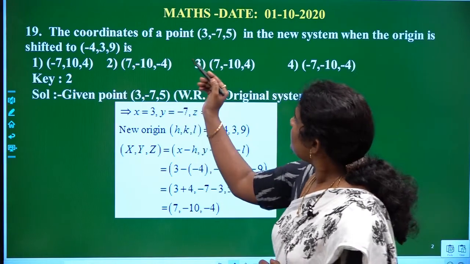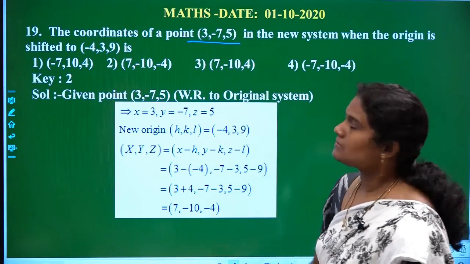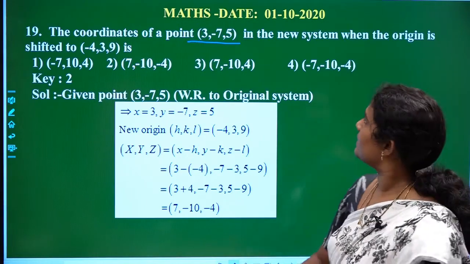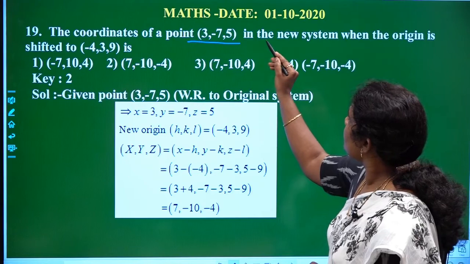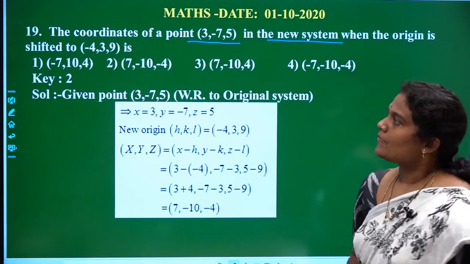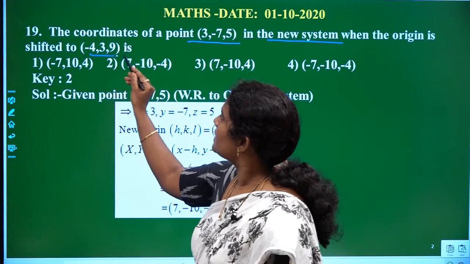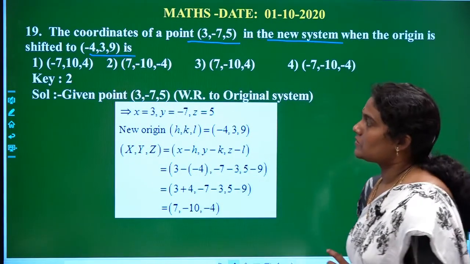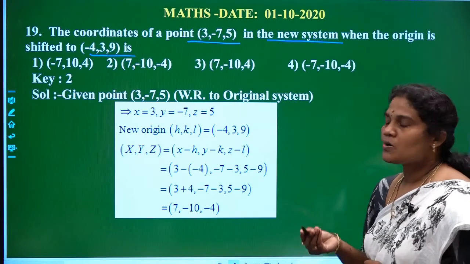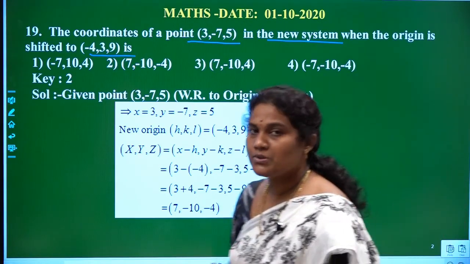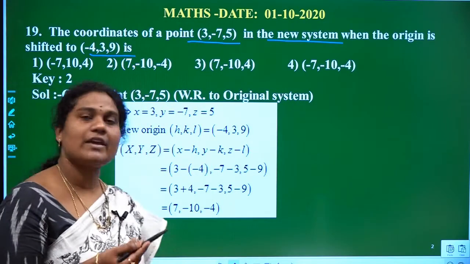So here one point is given to us: (3, -7, 5). We have to find the coordinates of this point according to the new system, when the origin is shifted to the point (-4, 3, 9). So the coordinates with respect to the original system we have here.